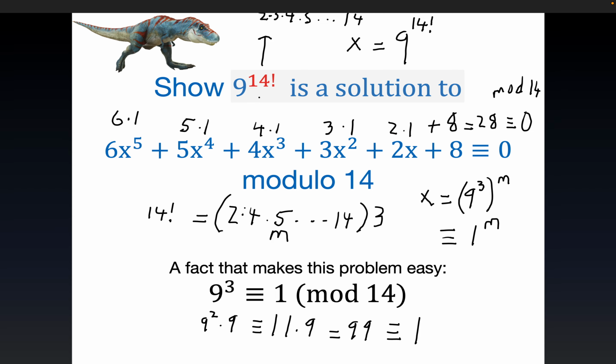So this huge 9 to the 14 factorial is hard to say. That would fill up 2 screens of digits, if not more. It's an unpronounceable number, unimaginably long, but we have shown it is a solution to this 5th degree polynomial.